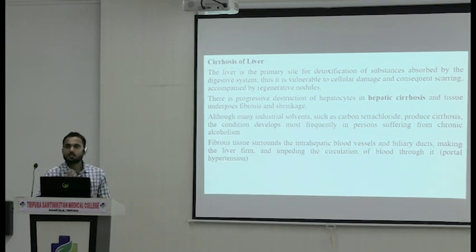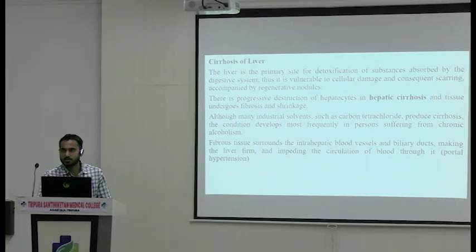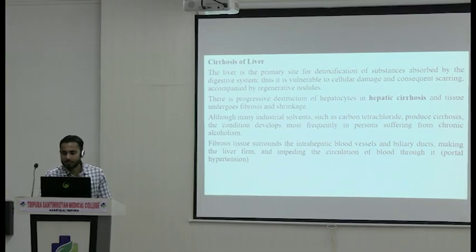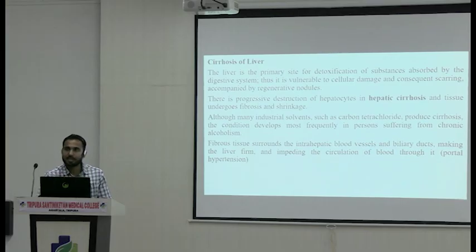Now, the fibrous tissue surrounding the intrahepatic blood vessels and biliary ducts makes the liver firm. So as I said, during cirrhosis the liver tissue will undergo fibrosis, and along with that the shrinkage of the liver tissue will also take place. So the blood vessels and biliary ducts present around that, if the tissue is shrinking and fibrosis is taking place, that particular area will become firm, and that will obstruct or impede the circulation through it.